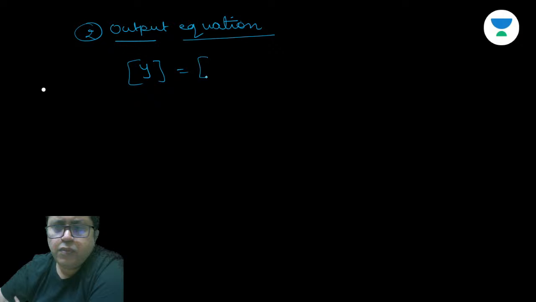Okay, so now the output equation. Let us say this is the second one: Y is equal to Cx plus Du.